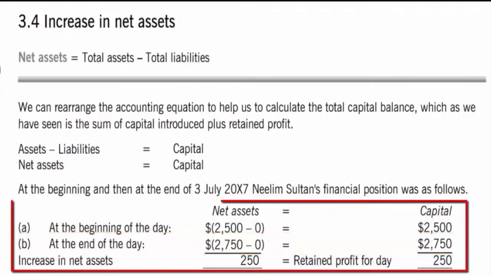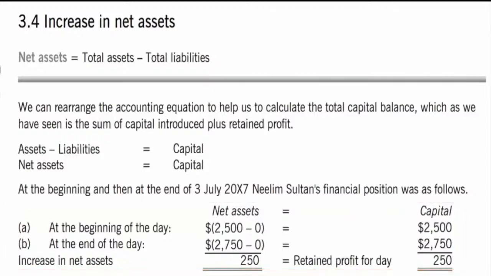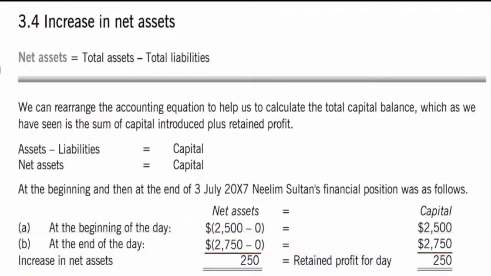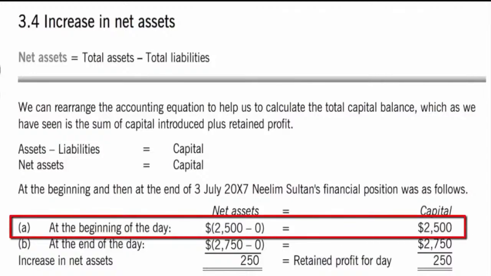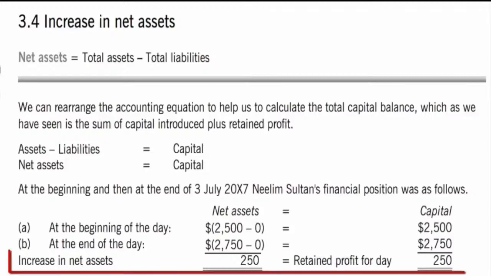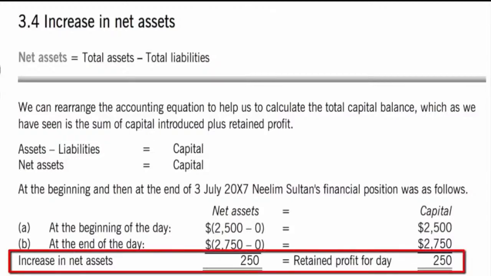Step 3. Calculating the increase in net assets. To see exactly how much the net assets have increased, let's look at the difference between the end of the day net assets and the beginning of the day net assets. Here's how we figure it out. Take the end of the day net assets, which are $2,750. Then subtract the beginning of the day net assets, which were $2,500. This leaves us with $250 as the increase in net assets.